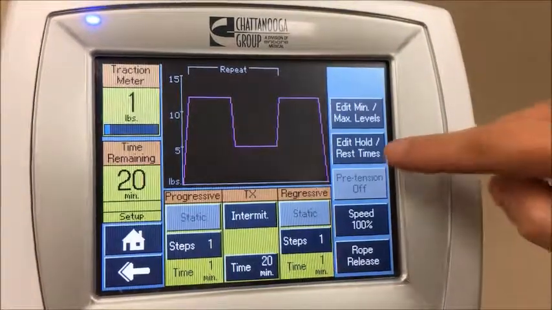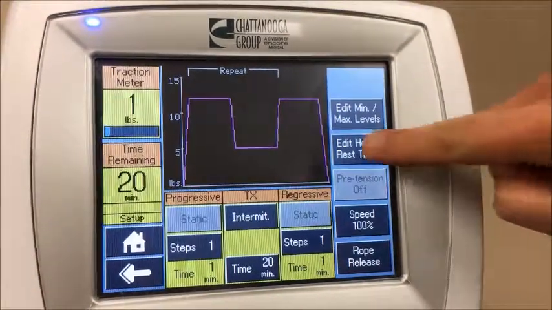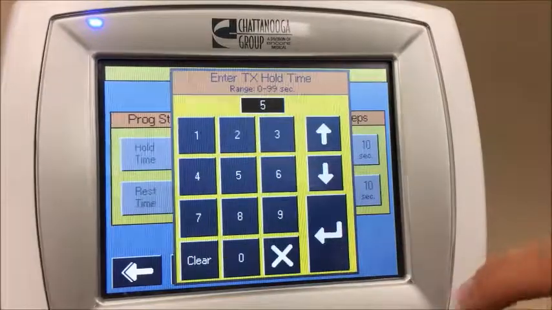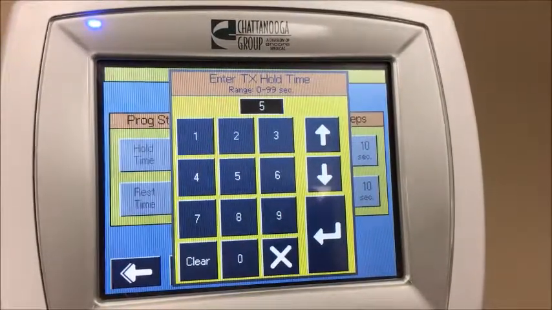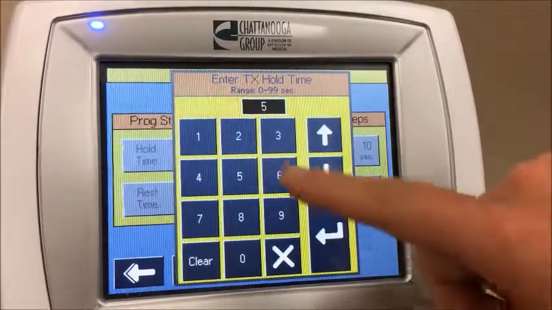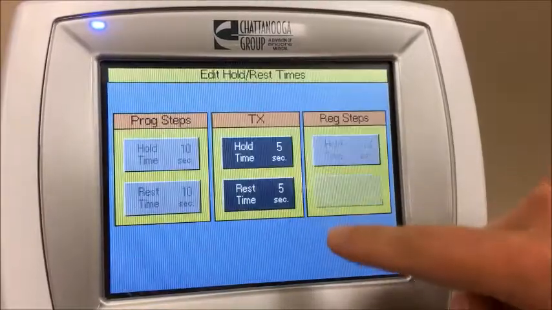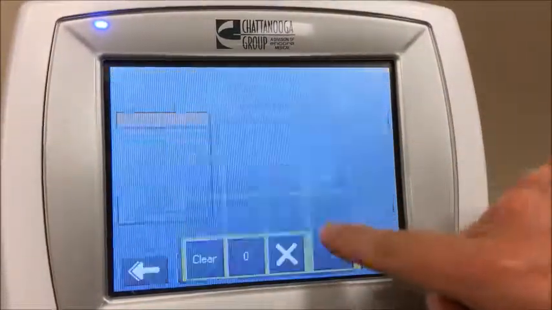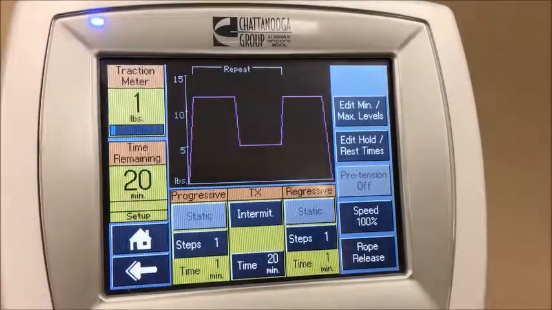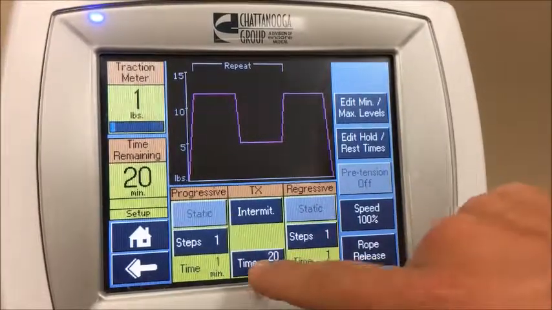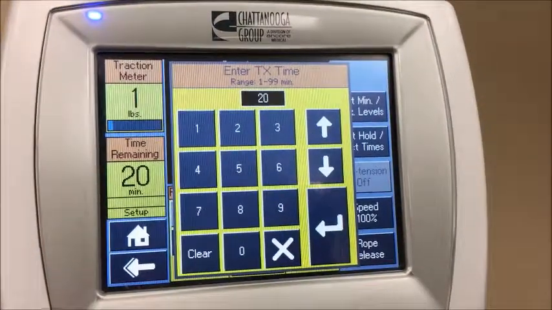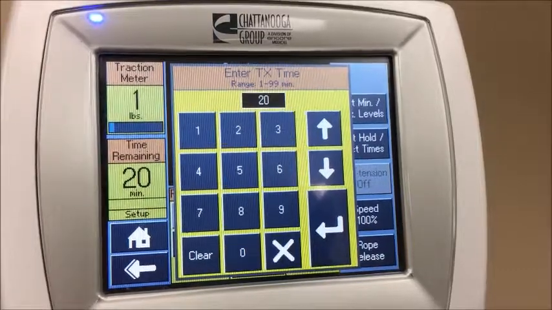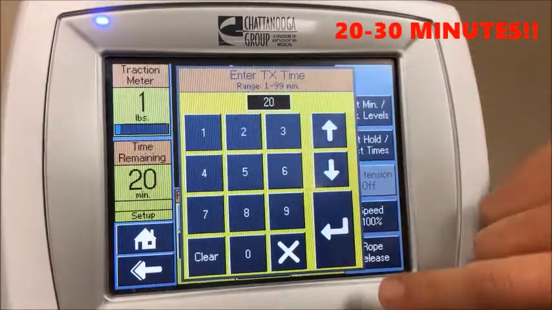Go back and make sure to edit your hold and rest times. For the decrease in muscle spasm, you want a 5-second hold time as well as a 5-second rest time. Lastly, we're going to set the time. The treatment time ranges between 20 and 30 minutes. For this patient, I'm going to have her at 20.